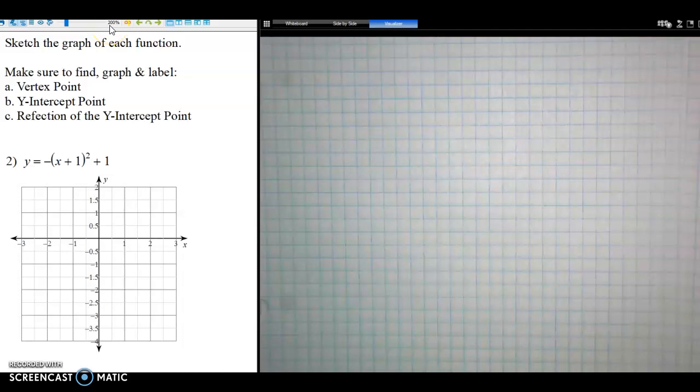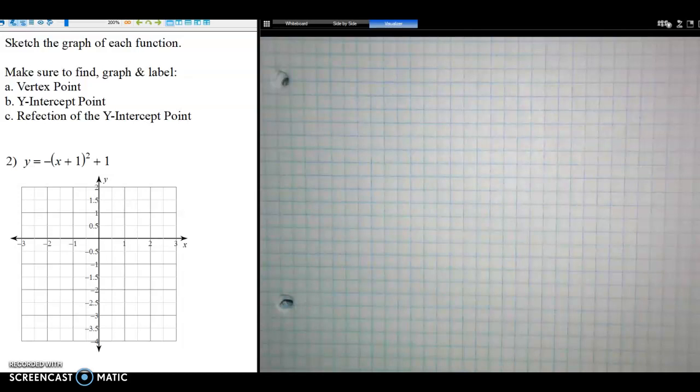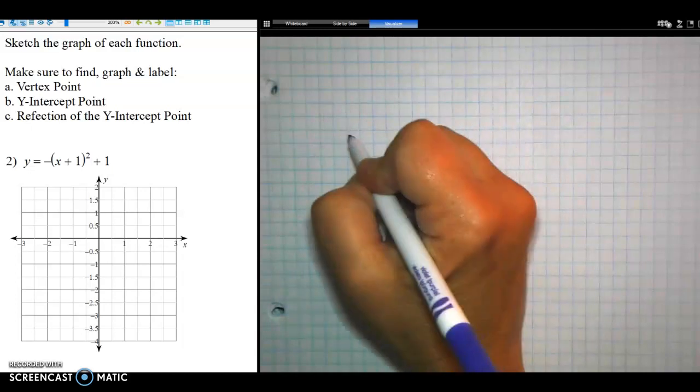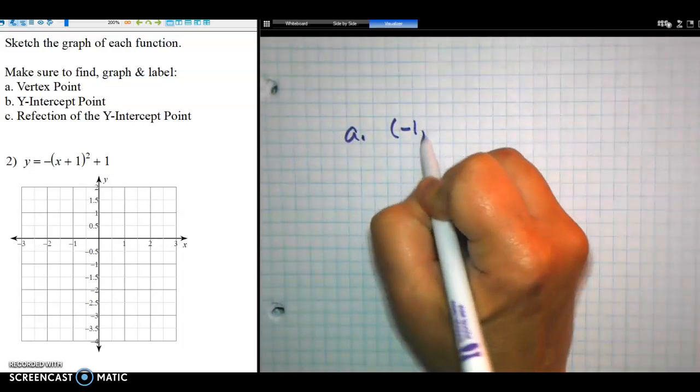Hi kiddos, we're going to continue working with graphing quadratics that are given in vertex form of the equation, as is this example here. Just as we have seen before, the vertex point is really given in the equation. It is, in this case, negative 1, 1.